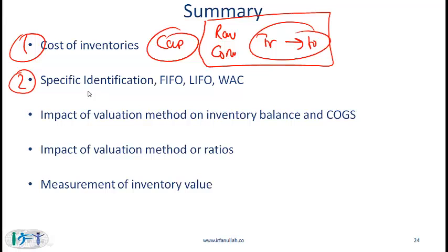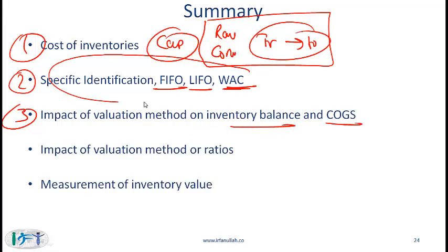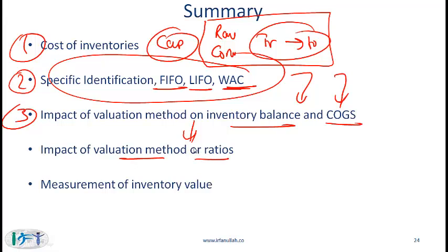We then talk about the different methods such as FIFO, LIFO, weighted average cost, first in, first out, last in, first out, and weighted average cost. We simply look at the total cost of our inventory divided by the total number of units for sale. Impact of valuation method on inventory balances and COGS. You need to understand how these methods impact what we show as inventory and impact what we show as cost of goods sold. And then this in turn will impact the various ratios which we just talked about.